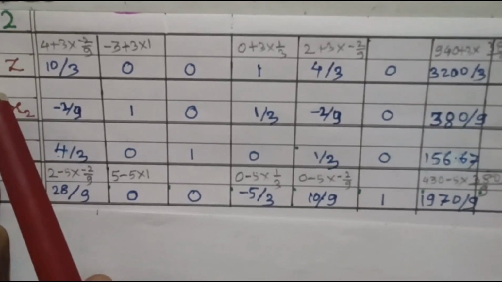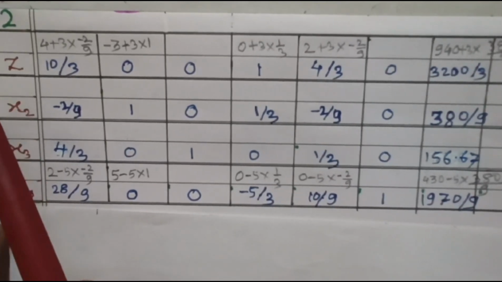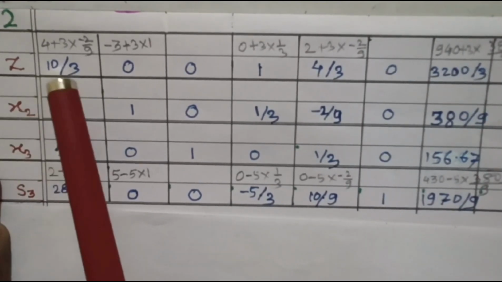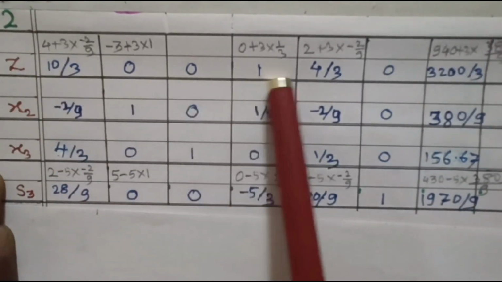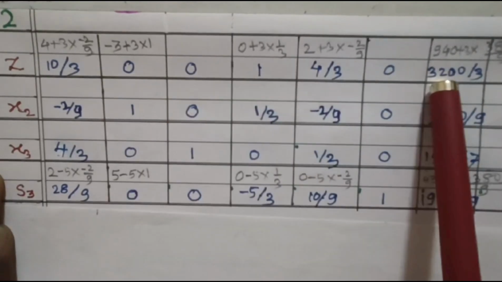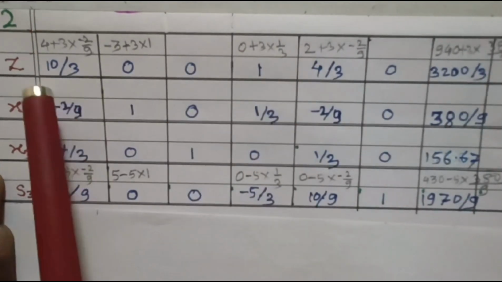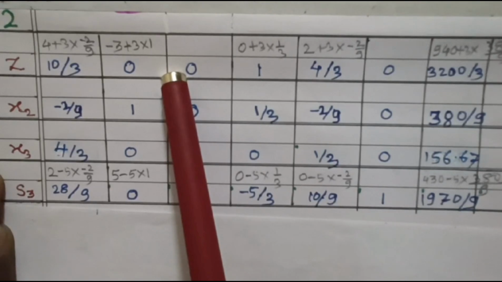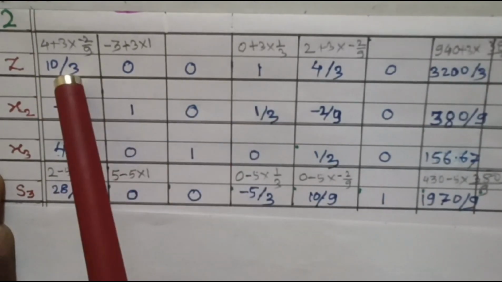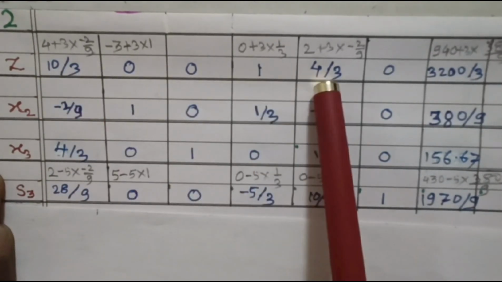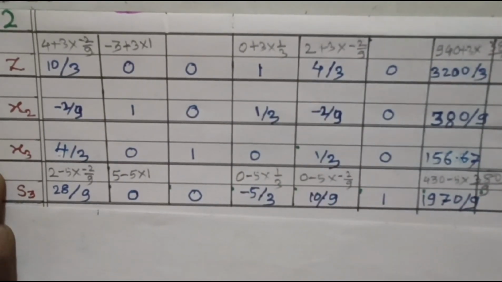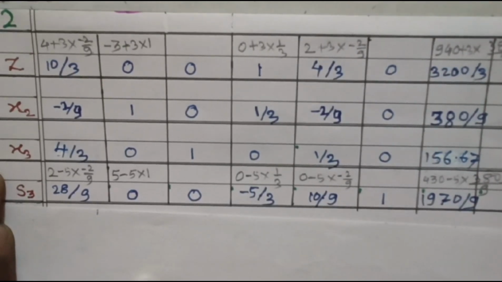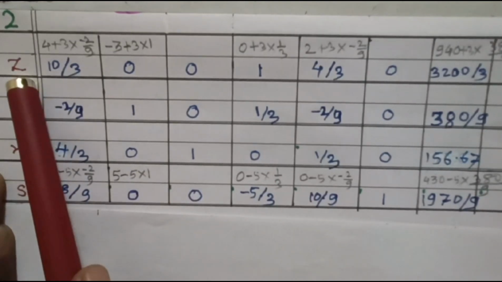The table is completed. Now we have to find the key column. Before that, concentrate on all the elements lying in the Z row. Here in the Z row no element is negative, all elements are positive. So the process stops here, because from the Z row we have to find the most negative number, but the Z row contains no negative element. So the process stops here, and this is the last iteration of the simplex table. Okay, and from this table we can find the values of the decision variables and the objective function Z.